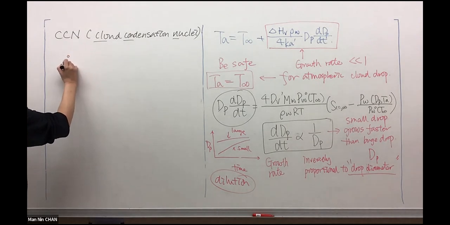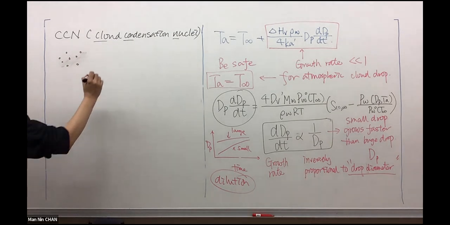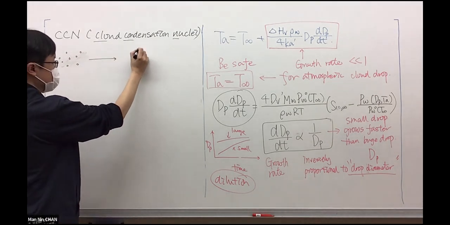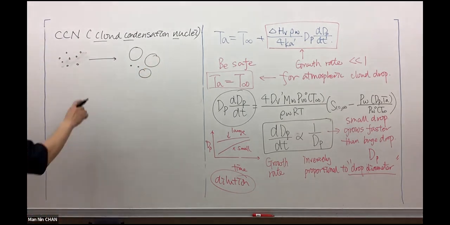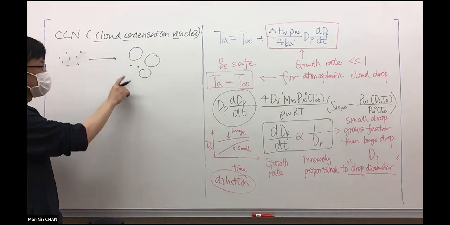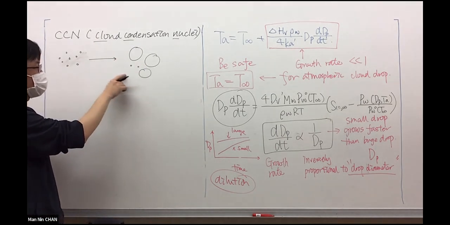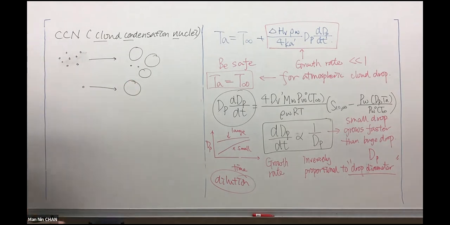The reason it's important to have some idea about CCN, cloud condensation nuclei, is because you have a number of different aerosols, right? They have different sizes and different compositions. Some of them can activate and form cloud droplets, and some cannot. It depends on their composition, their size, and also the environmental factors. So those aerosols that can activate and form cloud droplets, we call them CCN.